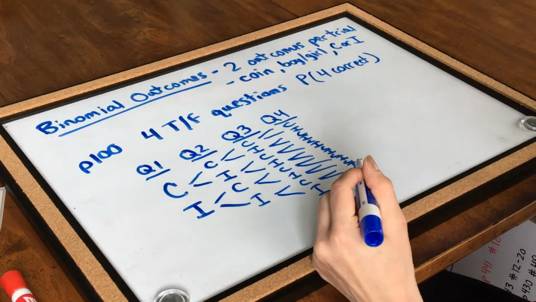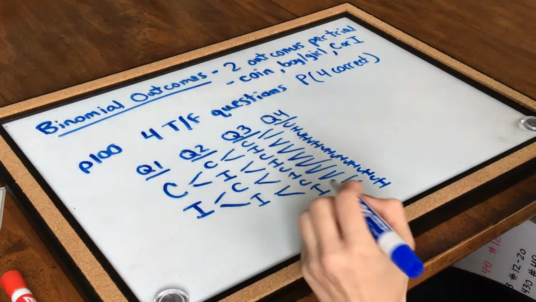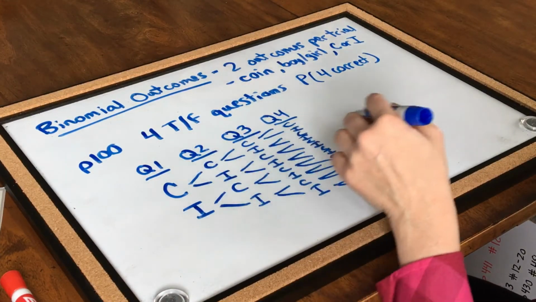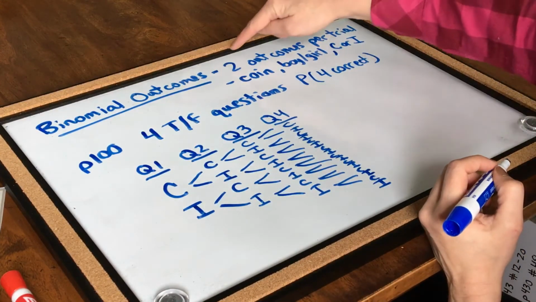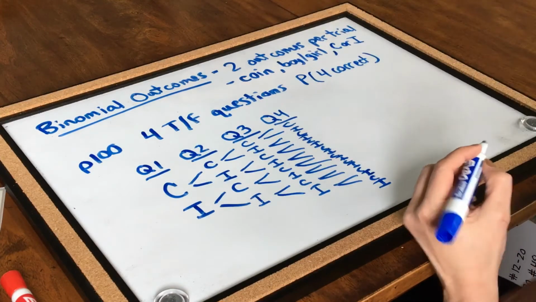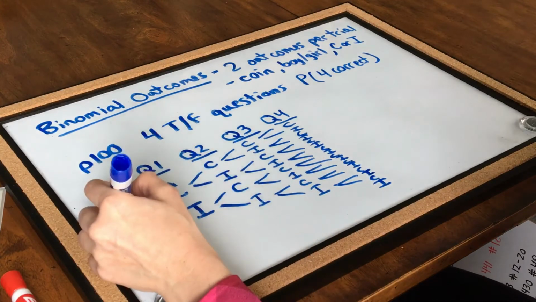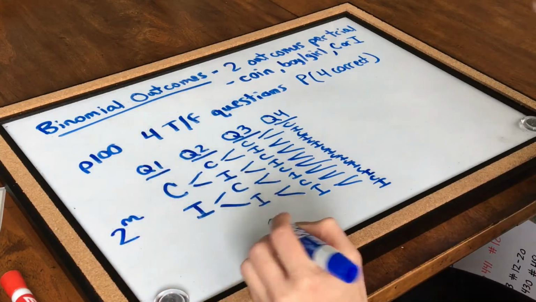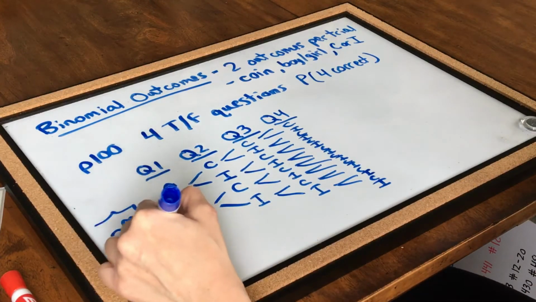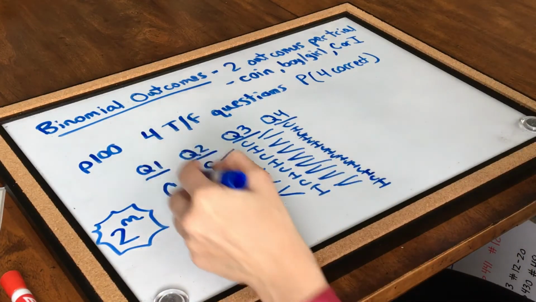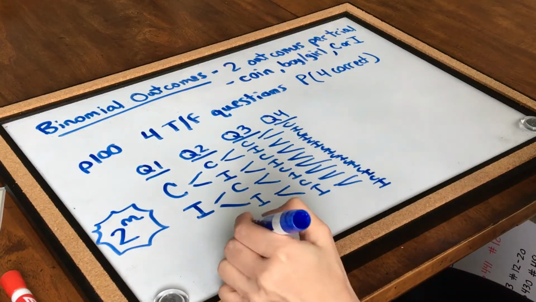What we can see is why we talk about the fact that they're binomial outcomes: the number of outcomes in each trial is going to follow a pattern of 2 raised to a power, and that power I'm going to write as n. That is the number of outcomes. I'm going to show you how this works. For question 1, there's 2 possibilities.